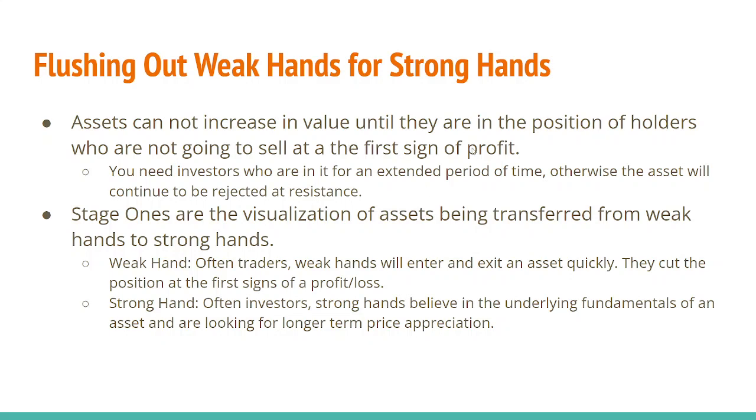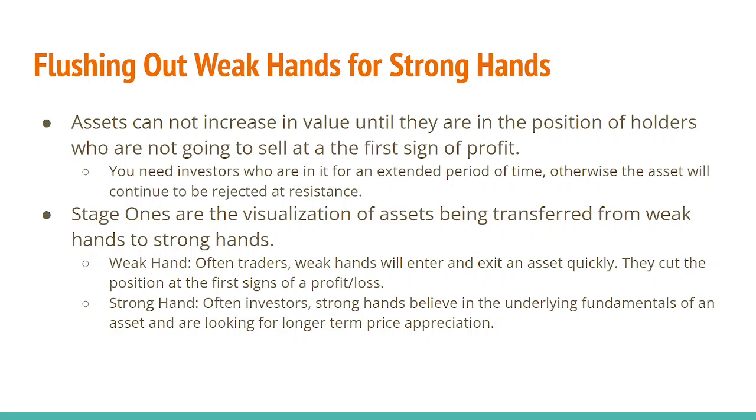Next part of a stage 1 accumulation. The most important part about a stage 1 is that it needs to flush out the weak hands and transfer that asset into stronger hands. Assets cannot increase in value until they are in the possession of holders who are not going to sell at the first sign of a profit. So you need investors who are in it for an extended period of time, otherwise the asset will continue to be rejected at resistance. Stage 1s are the visualization of assets being transferred from weak hands to strong hands.